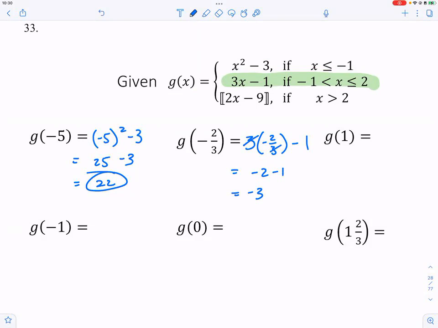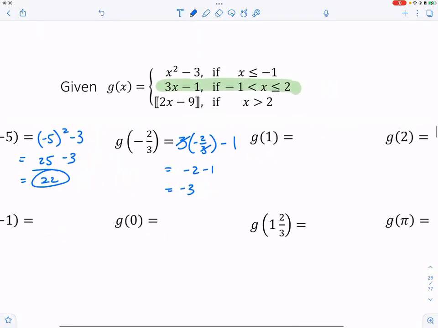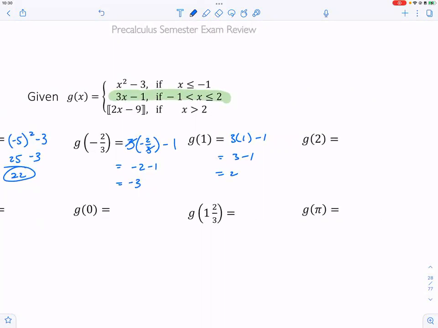And then we have g of 1. G of 1, we will use the middle equation still because 1 is right in between -1 and 2. So 3 times 1 minus 1, which is 3 minus 1, which is 2. So g of 1 is equal to 2. G of 2, well, if x is equal to 2, we will still use the middle equation because that works when x is equal to 2. We will not use the third equation because the bottom equation is when x is greater than 2. So you have 3 times 2, which is 6, and then 6 minus 1, which is 5.